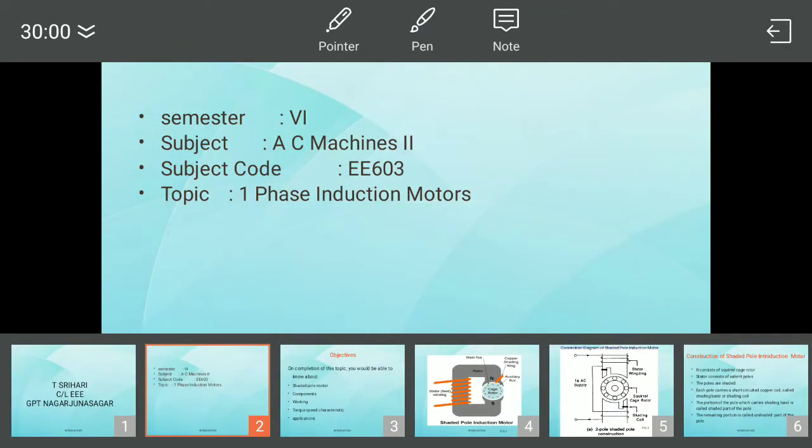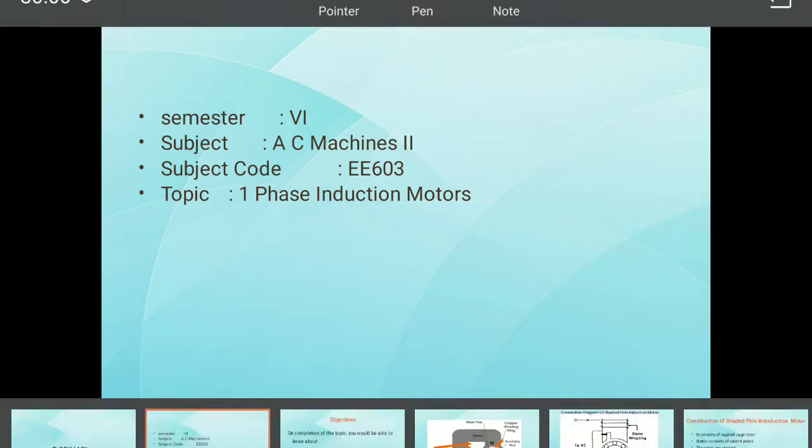AC machines: single phase induction motor.